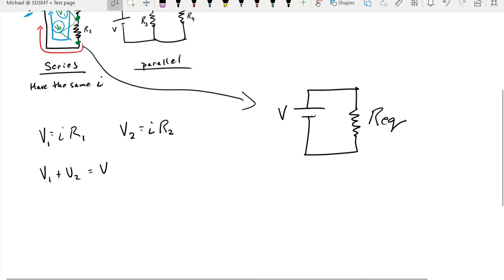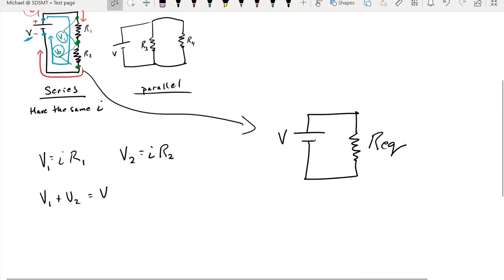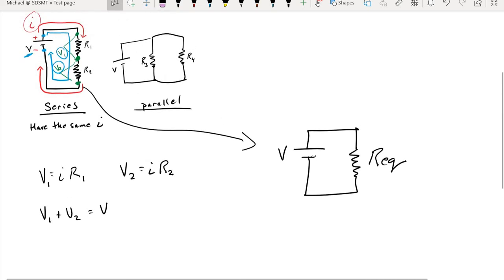We wanted to be able to take all the capacitors in a circuit and replace them with one capacitor that would do the same job. Well, now we want to do that with the resistors. I want to remove resistor 1 and 2 from that circuit, and I want to replace it with one equivalent resistor that will do the same job. What do we mean by the same job? Well, we mean that this equivalent resistor should draw the same amount of current from the battery.